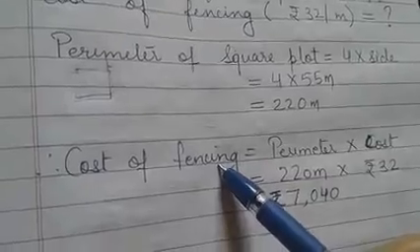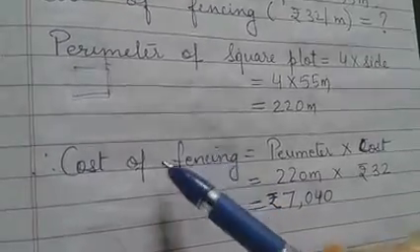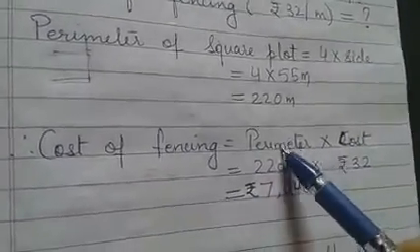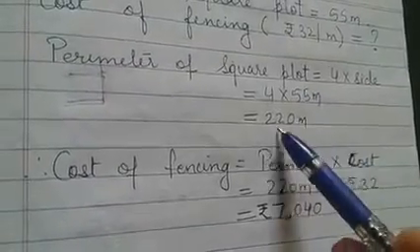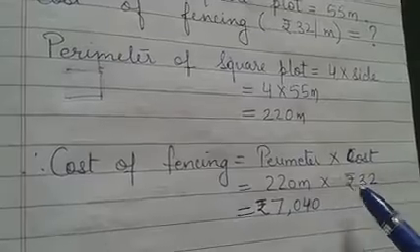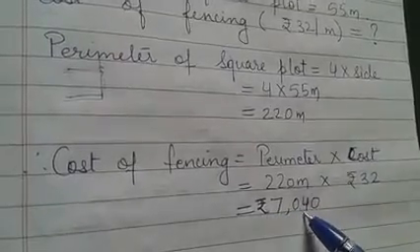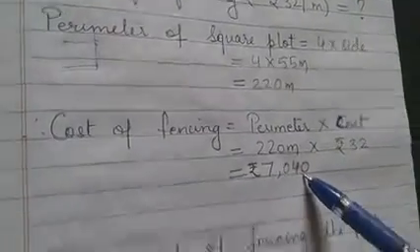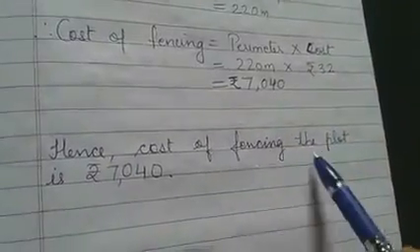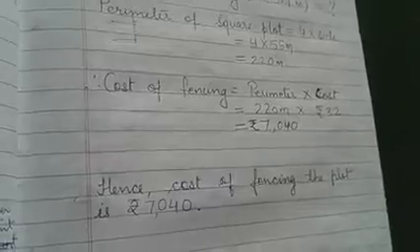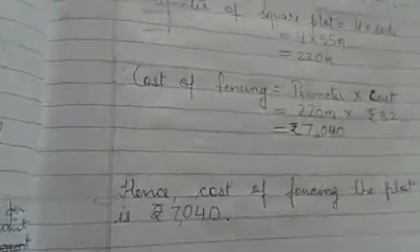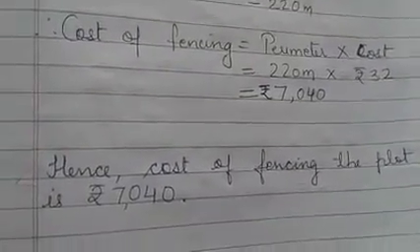Cost of fencing. What is the cost of fencing? The cost of fencing is perimeter multiplied by cost. So the perimeter of the square plot is 220 meters multiplied by 32. The answer is rupees 7040. Hence, the cost of fencing the plot is rupees 7040. Word problems should always end with 'hence'.